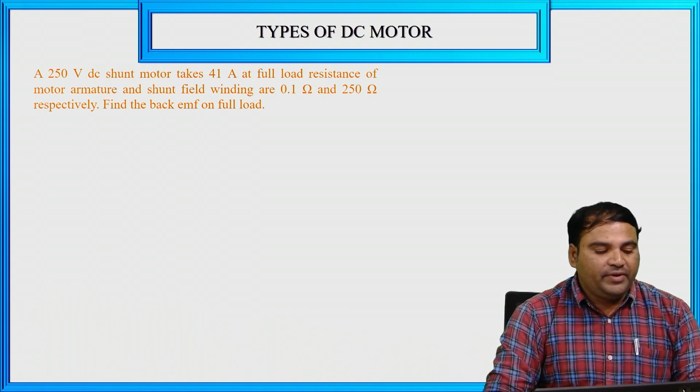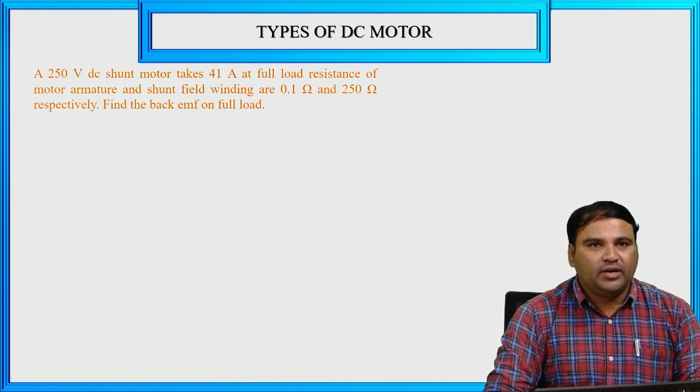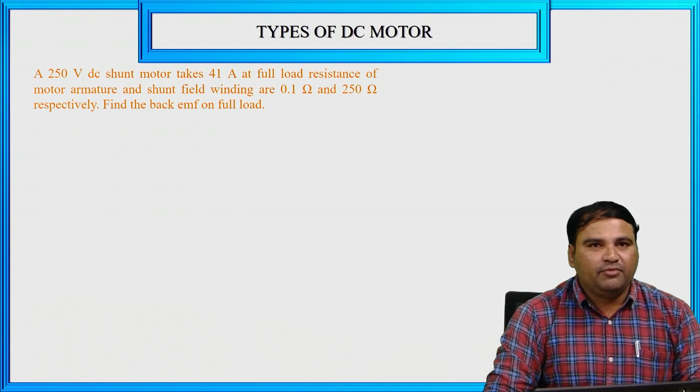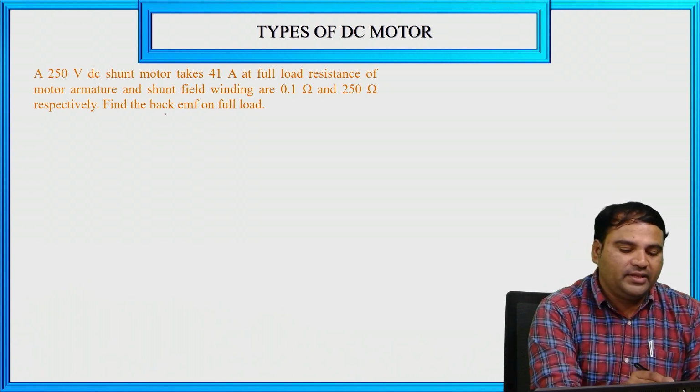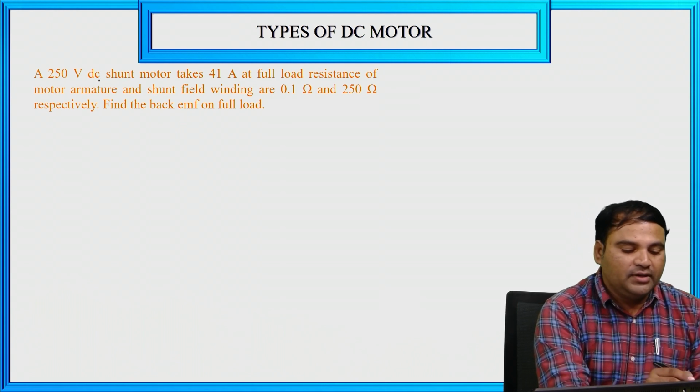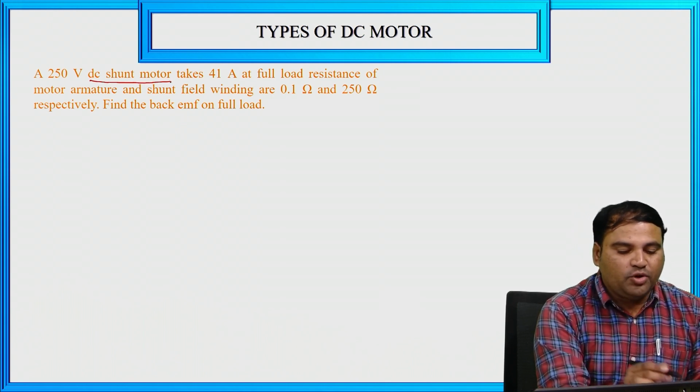A 250 volt DC shunt motor takes 41 ampere at full load. The resistances of the motor armature and shunt field winding are 0.1 ohm and 250 ohm respectively. Find the back EMF on full load. So we have to find out the EB value of the DC shunt motor.